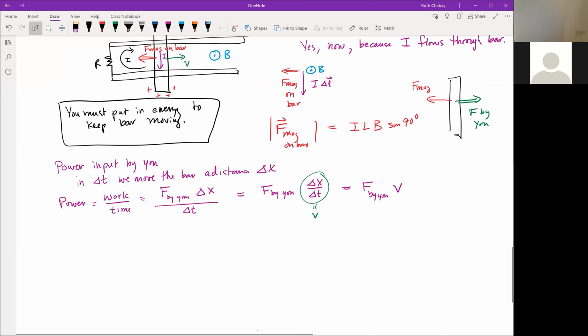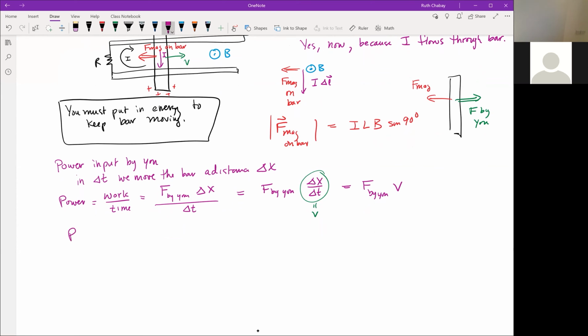We know how big the force you exert is, though, because the force by U is just equal to this magnetic force on the bar. So this is going to be equal to ILB sine 90 degrees, which is of course 1. So that's going to be equal to ILB times the speed of the bar.